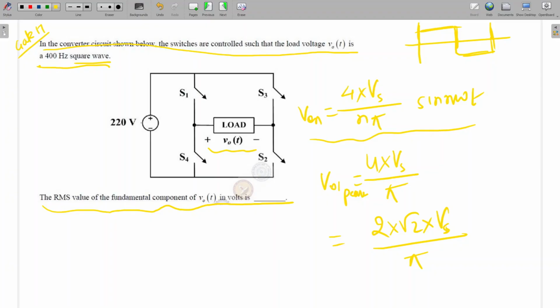One second. Anyone calculated? Yes, sir, it is 198.06. 198.06, correct. Okay, then moving to the next question.